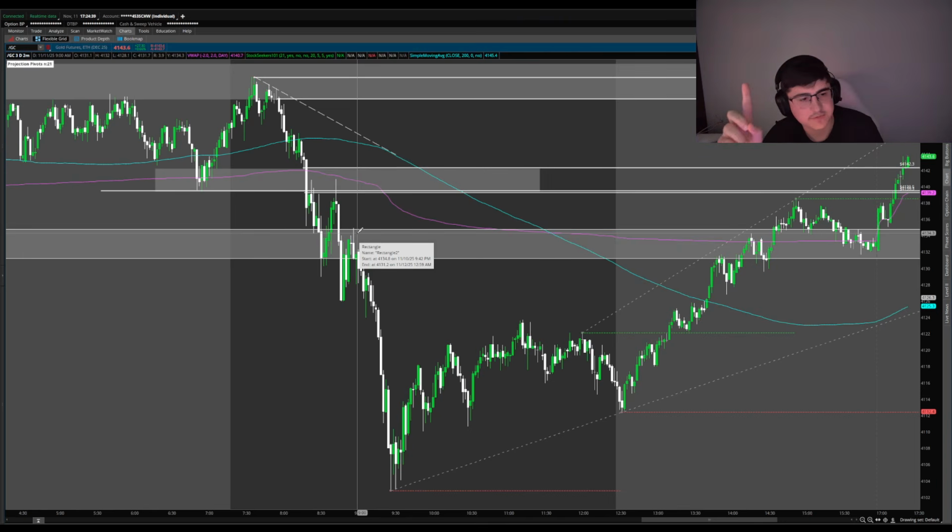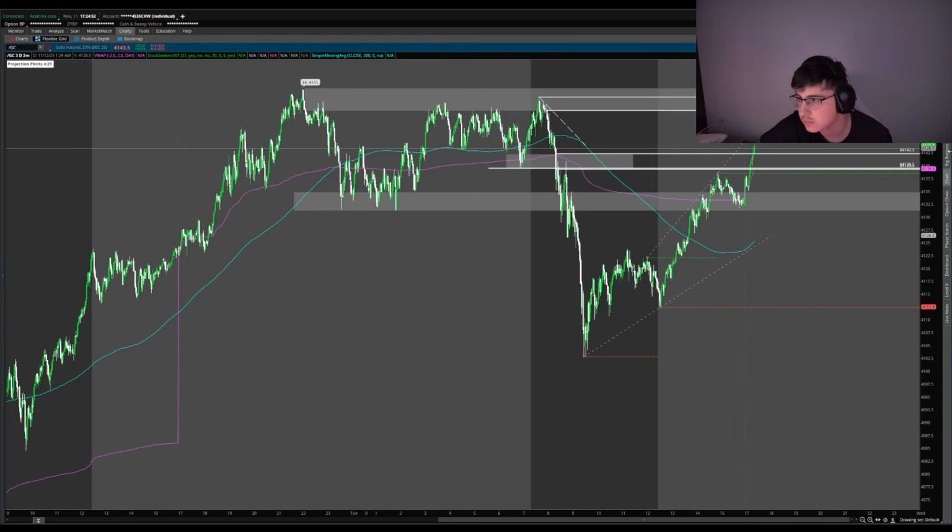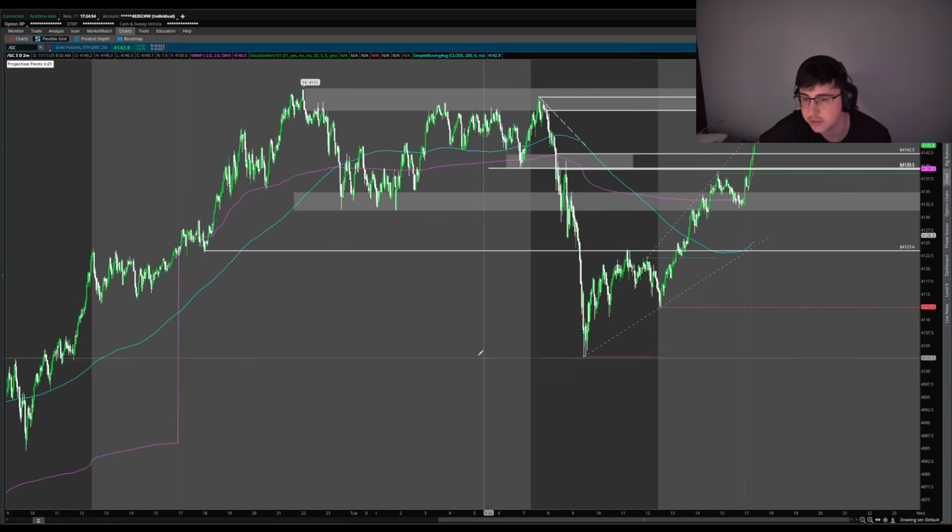But the thing is, if you do not control your position sizing and you over leverage, you will not be able to hold trades. So for example, let's say we went in short at the break here, right? We're in short. Let's say our take profit is this key level right here. Okay?